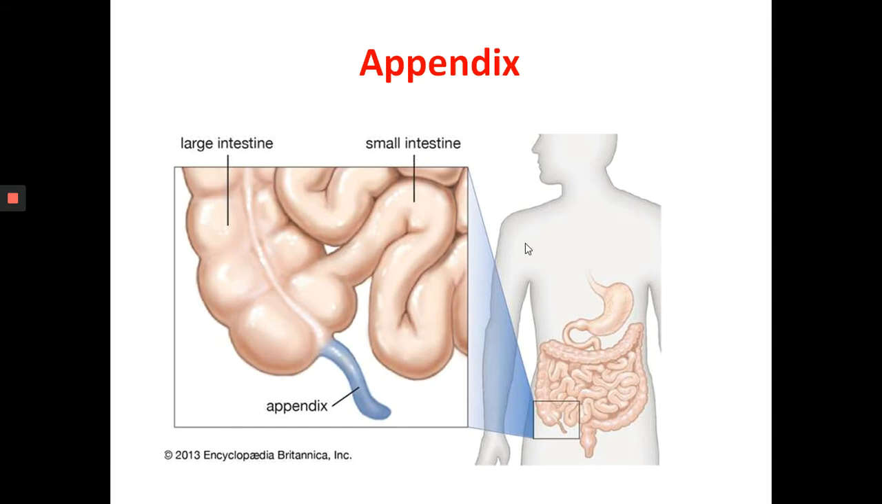Then the function of the appendix. There is still controversy regarding the function of the appendix. There are certain suspected functions. It allows the growth and multiplication of microorganisms, and it acts as a storage of these microorganisms. If the microflora of the gastrointestinal tract is washed away by some means, like when you are using antibiotics, it is restocked by the microflora from the appendix.